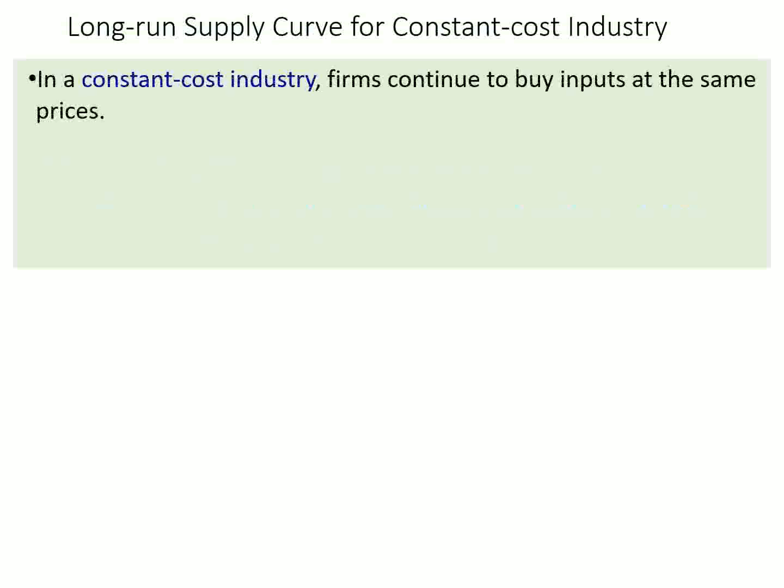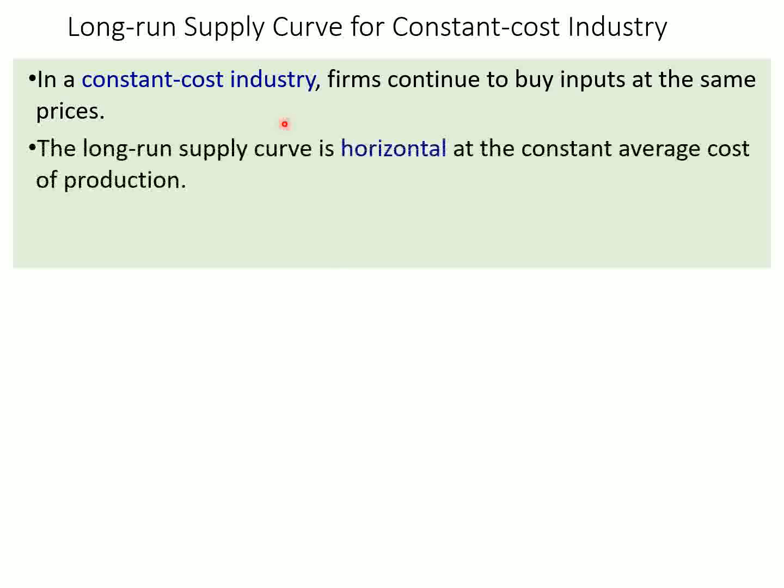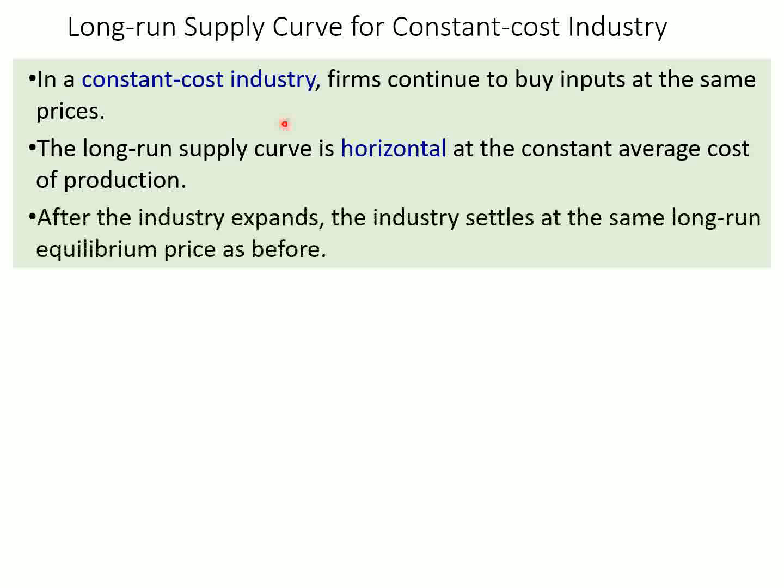Long-run supply curve for constant cost industry. By the way, this means there is a constant cost for factor of production. In constant cost industry, firms continue to buy inputs at the same price. That means the cost of the factor of production remains the same. By the way, this one is an assumption. The long-run supply curve is horizontal in this case. At constant average cost of production, the long-run supply curve will be a horizontal line.